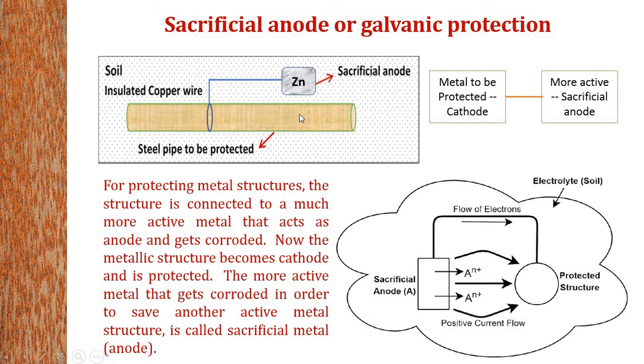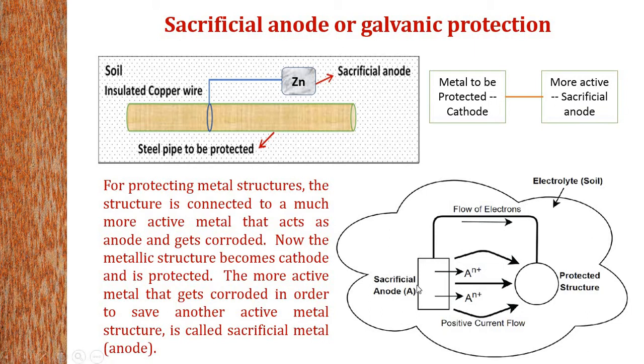If we want to save this steel pipeline, we can connect it to another more active metal, which is more active than steel in the galvanic series or electrochemical series. Such more active metals for steel are zinc, magnesium and cadmium. We can use either zinc or magnesium or cadmium in order to save the steel pipeline. Here the metal to be protected is acting as cathode, therefore it will not be corroded, and the more active metal is acting as anode, therefore it is sacrificing itself in order to save this.